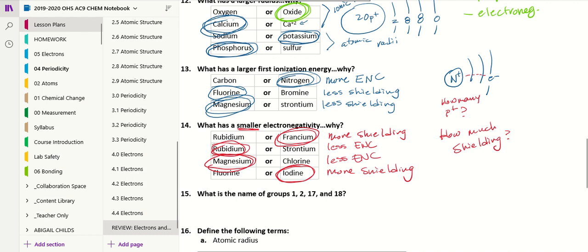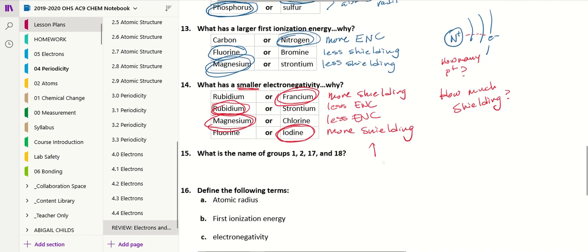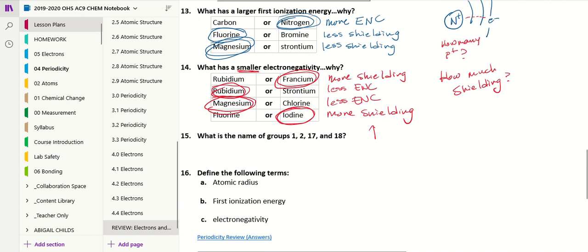Look how simplistic your justification can be. These are the types of responses I expect on your test. I don't want very long paragraphs. Just give me the short, sweet justification after you state which one has higher or lower of whatever the trend we're talking about. All right, let's quickly finish this.